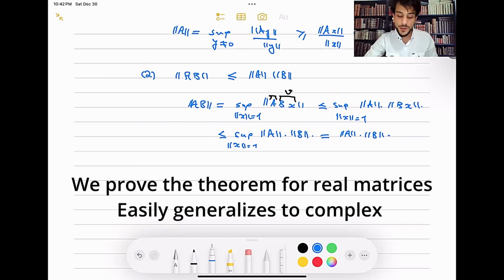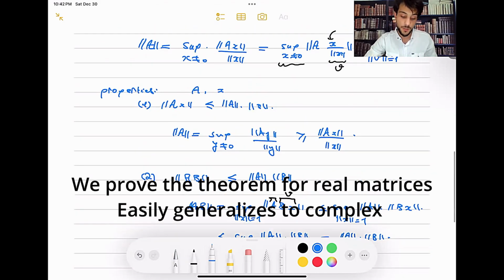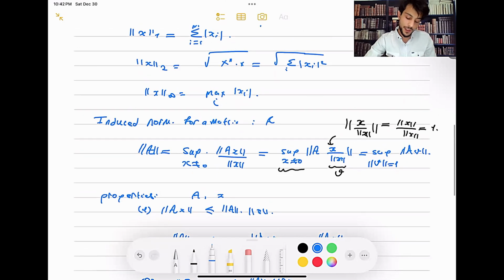Okay, and now we're ready to explore more properties of matrix norms. If you stare at this definition of the induced matrix norm, you see that we can define what's called a two-induced norm by just taking the two norms over here. And similarly for the one norm and the infinity norm.